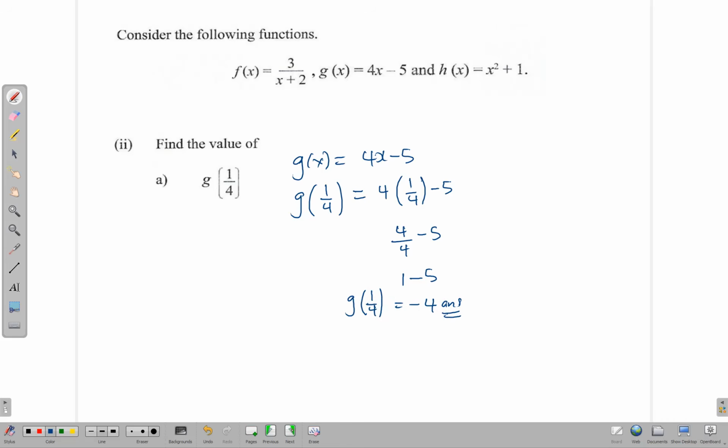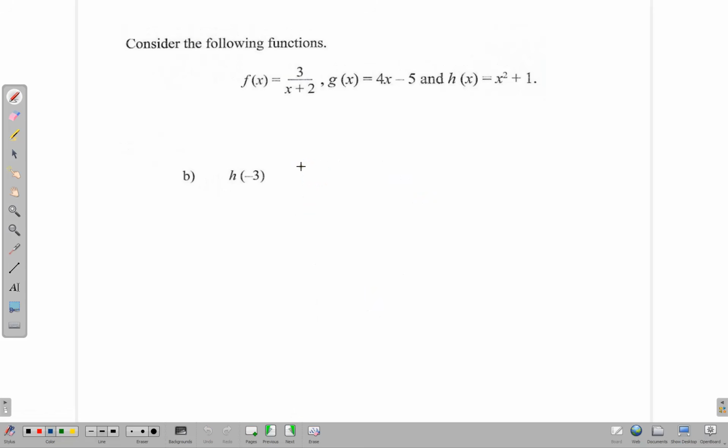Let's move on to the next one. We have this function here. We want to find h of 3. Again, h of x is equal to x squared plus 1. We want to find h of negative 3, beg your pardon. So h of negative 3 is equal to negative 3 squared plus 1.